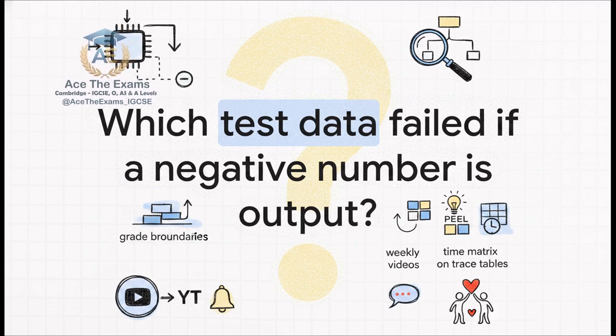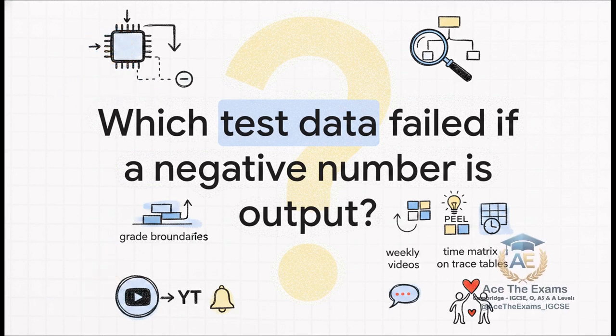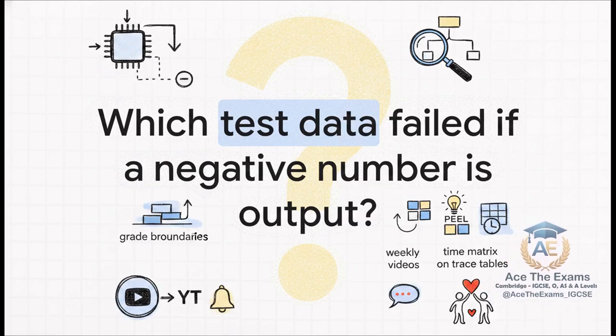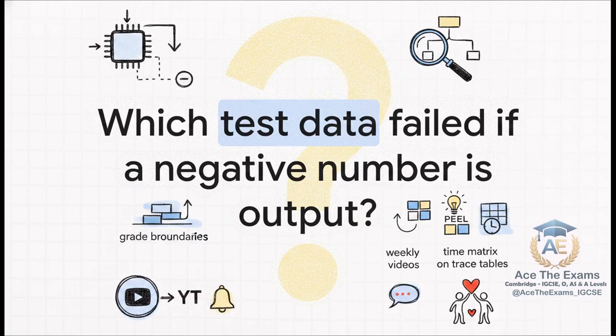Before we go, I'll leave you with this provocative thought from the slide. If a negative number slips through your system when it absolutely shouldn't, it means your abnormal data testing failed to trigger the rejection logic. How resilient is your current testing matrix?